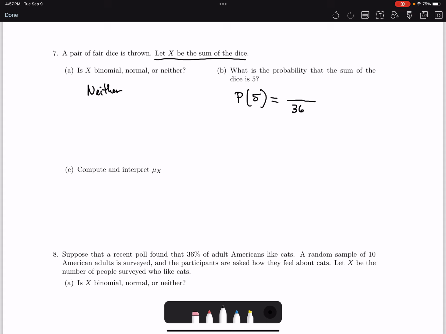Now, out of those 36 possibilities, in how many ways can we roll a 5? Well, that could happen if we roll a 1 and a 4, or if we roll a 2 and a 3, or if we roll a 3 and a 2, or if we roll a 4 and a 1. It's not possible to roll a 5 and a 0, or something like that, right? So those are the only ways that this could happen. So it looks like there are 4 of them, right? So the probability the sum of the dice is 5 would be 4 out of 36, which of course reduces to 1/9. And as a decimal, it would be approximately 0.111.